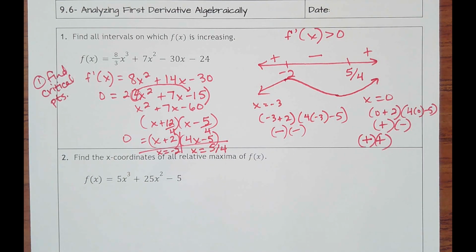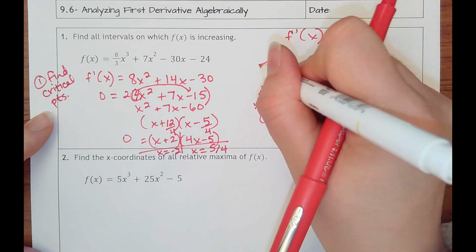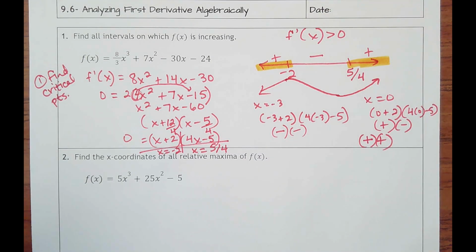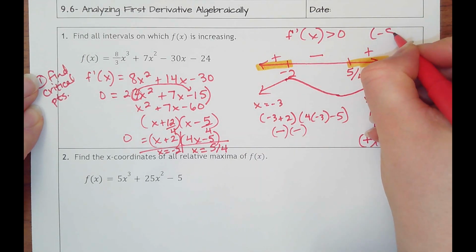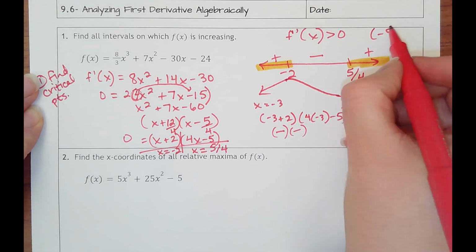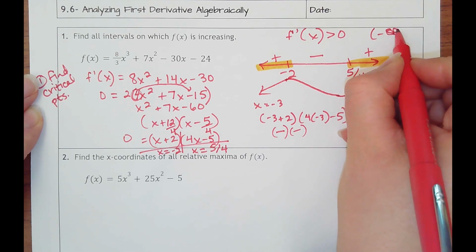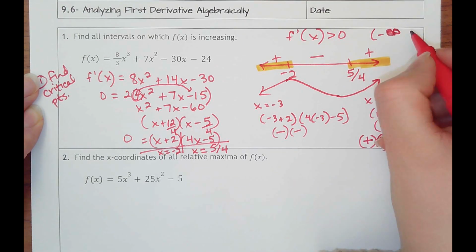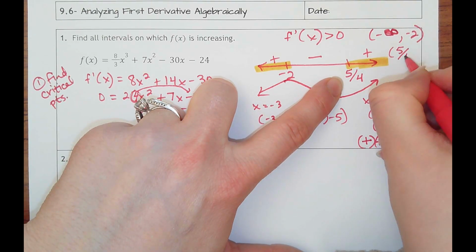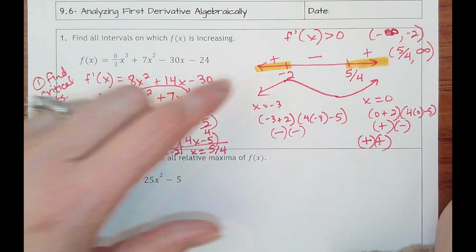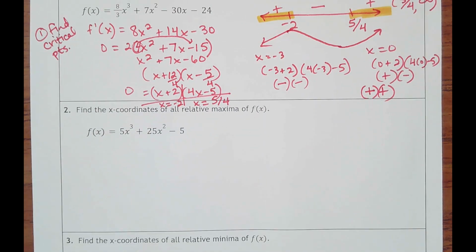Then it says find all intervals where it's increasing. That would be the positives, so that would be here to here and here to here. So we're going to say from negative infinity, sorry, I did my 8. Negative infinity, you always want to use a parenthesis there, to negative 2, and then 5/4 to positive infinity. Always use a parenthesis around infinities. All right, number 2.